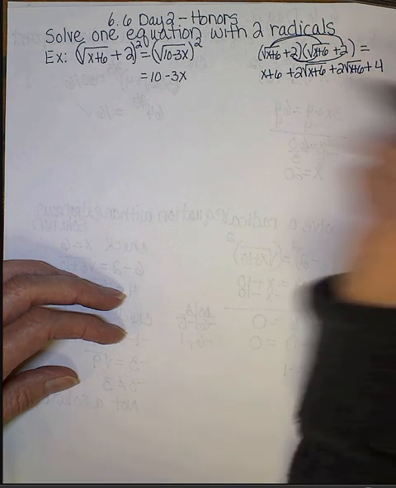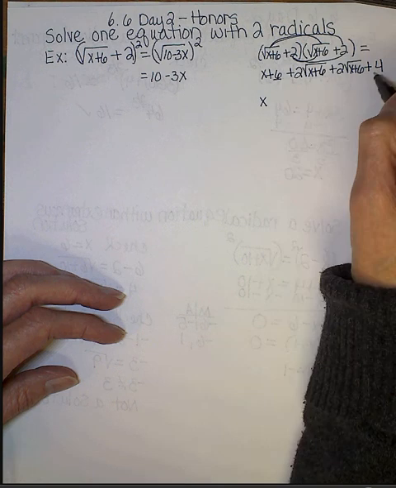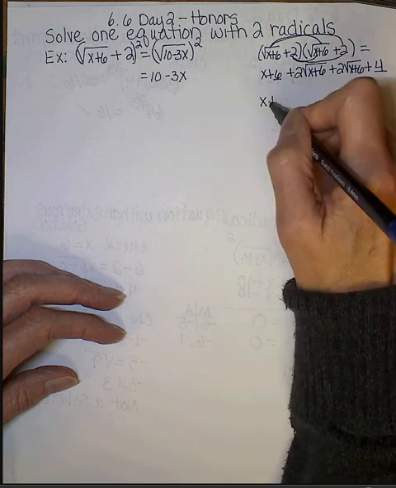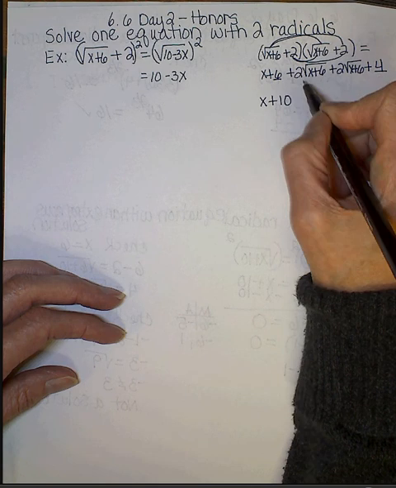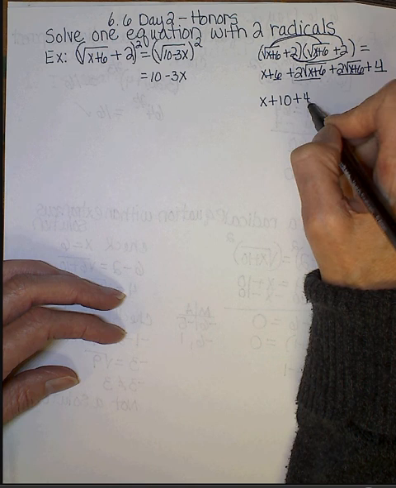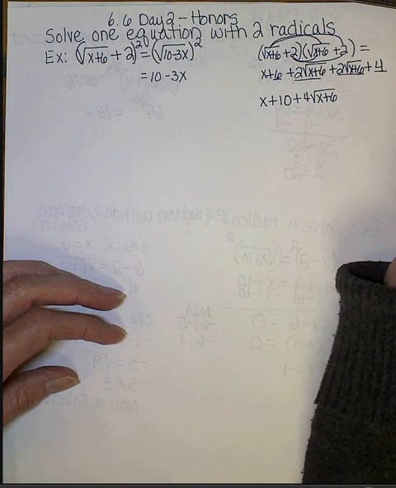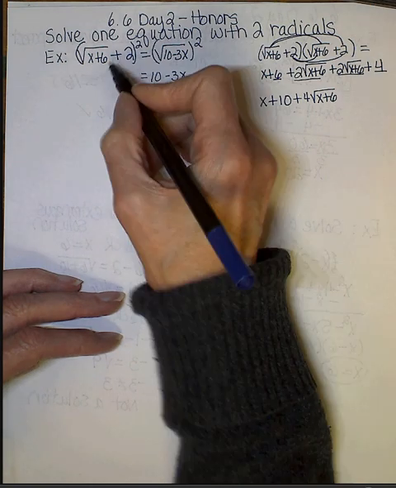Okay, so now I'm going to combine like terms. I've got my x, and then I have 6 plus 4, which is 10. And then I have 2 of these, so I can add those together and get 4. Okay, so now that's what this will equal right here. So I'm going to put this over here.